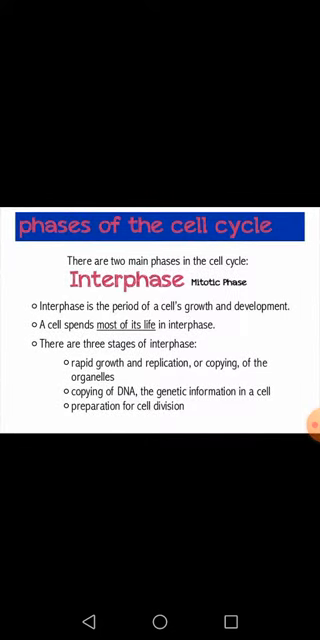So I am coming to the next slide once again. Okay, there are three stages of the interphase: the rapid growth and replication, or copying, of the organelles. In the first phase, which is referred to as the G1 phase, because when the cell is formed, it is not quite mature enough. Okay, it grows inside, and the cellular organelles are going to replicate, they are increasing their number, they are copying their cellular organelles. Then the S phase comes.